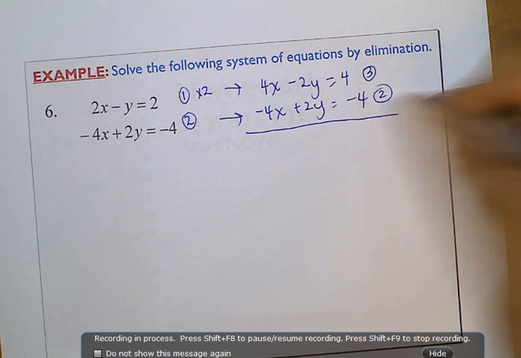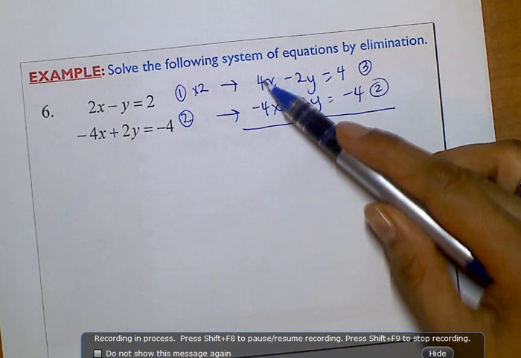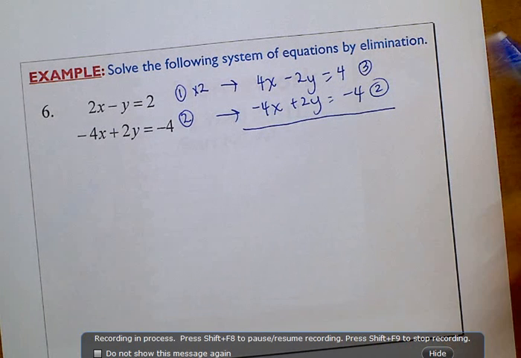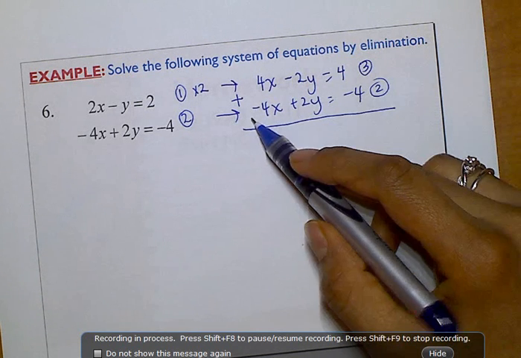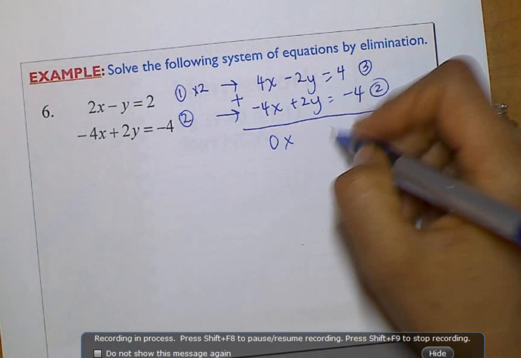y can be any number. So if you choose y as 2, you're going to get a subsequent x. So therefore, there are many solutions to this system.